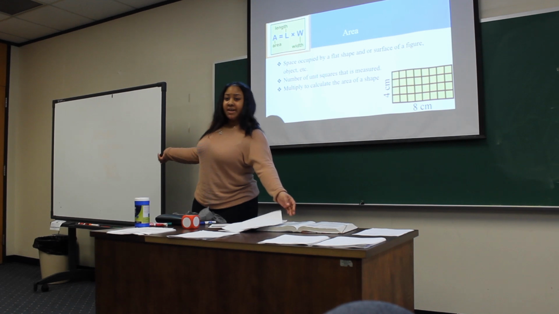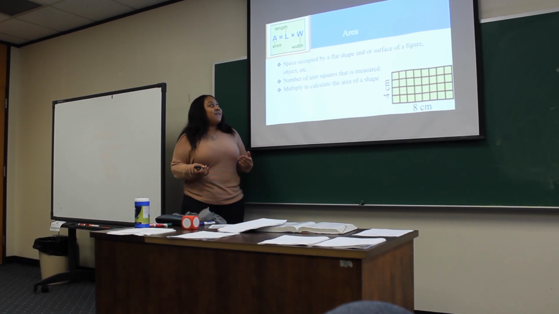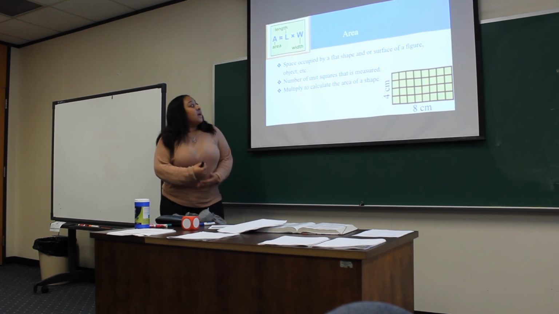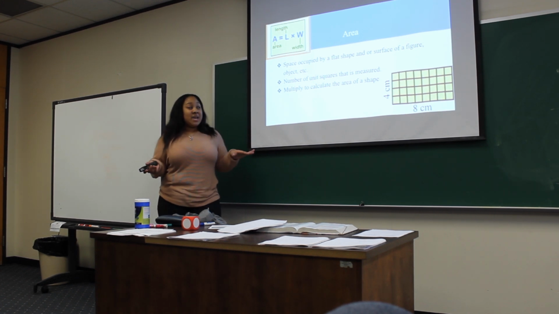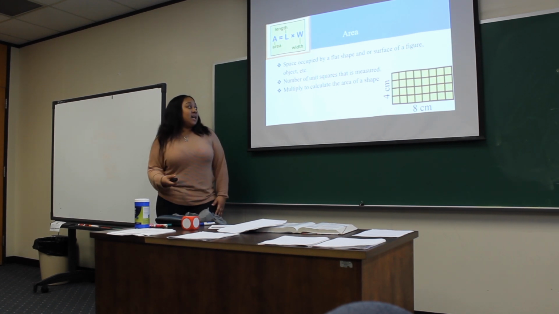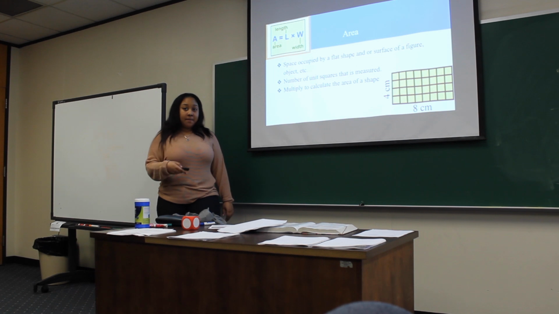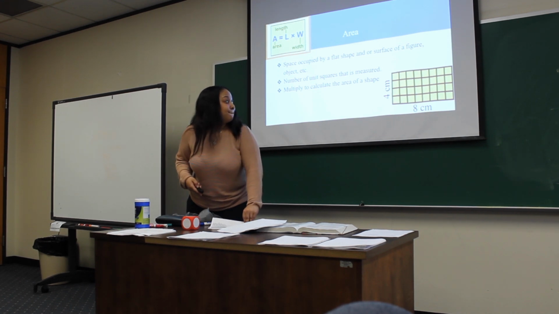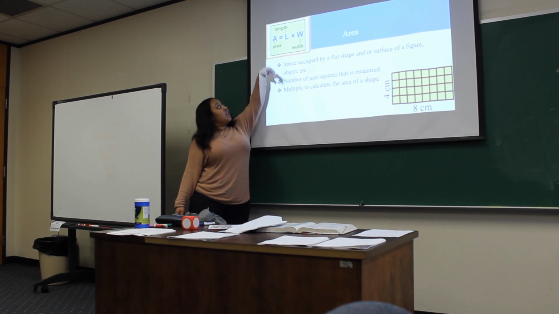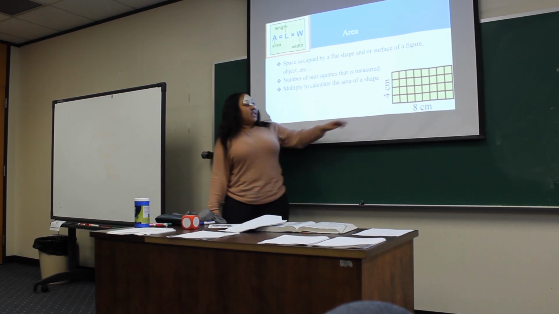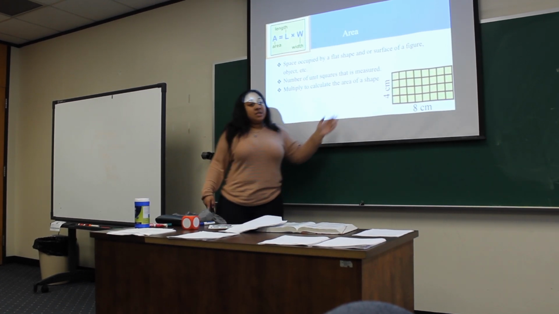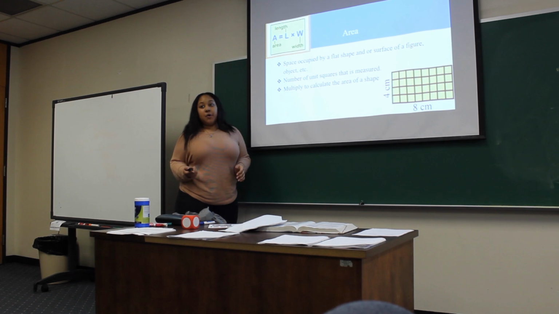Area. What is area? Area is the space occupied by a flat shape or surface of a figure, object, etc. The number of unit squares that are measured is in terms of the area. In order to find area, you have to multiply. You do that by taking the length times the width. So in this case, the length times the width, which will be 4 and then 8, you multiply that together to get the area of your shape as a whole.